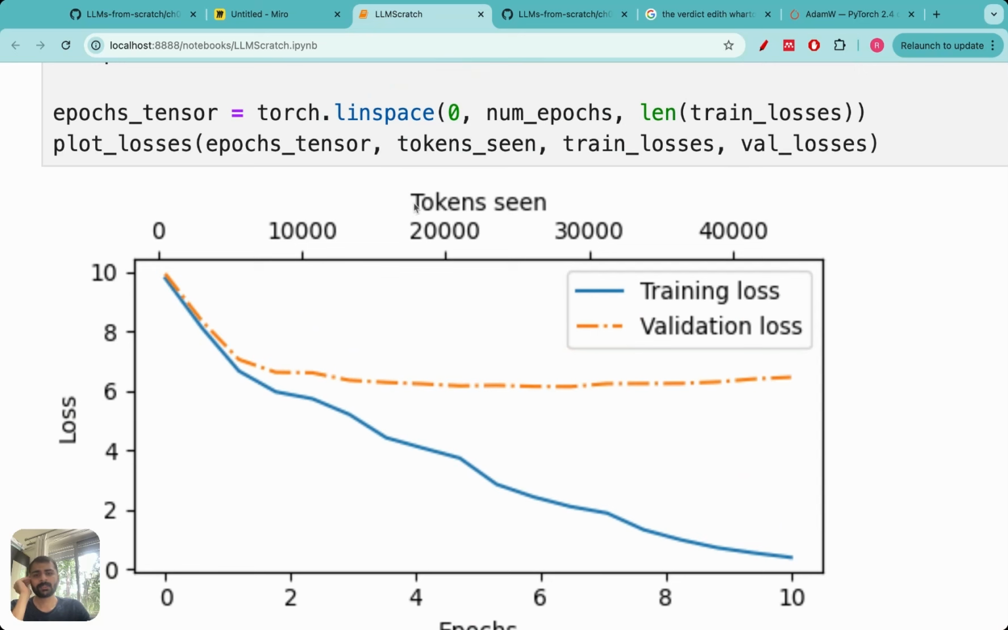So here you see we are also tracking the number of tokens, and as I told you, each epoch is going through the data set once. The data set has around 5,000 tokens. So when we do 10 epochs, we should roughly see 10,000 tokens, which is what we are seeing right now.